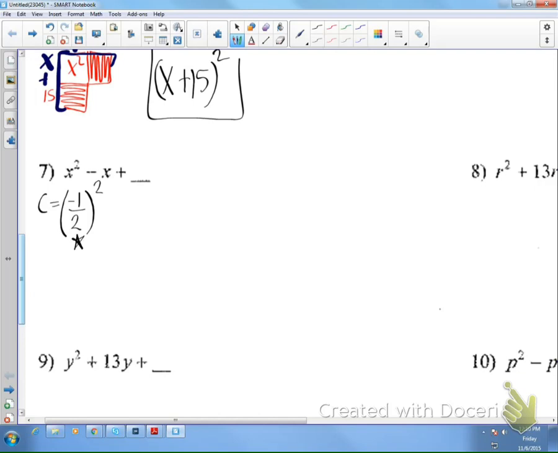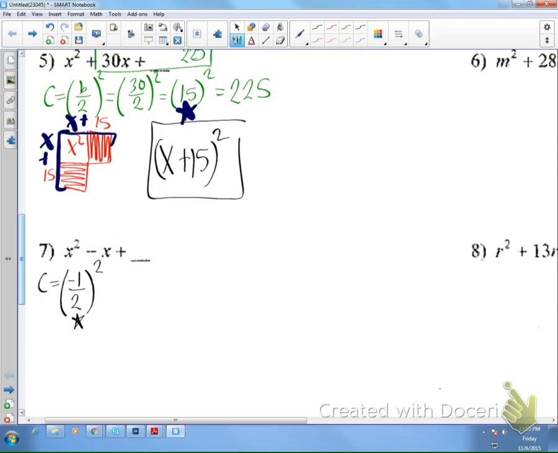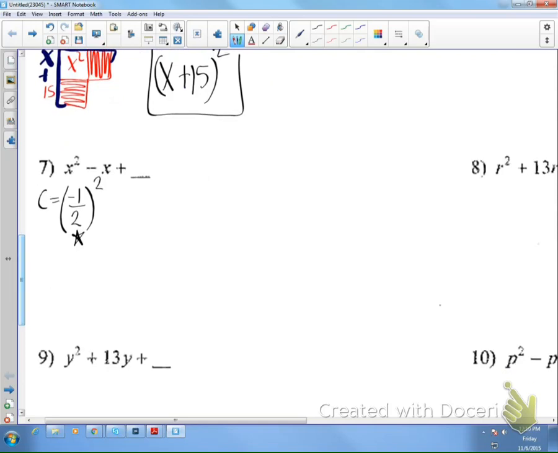Up above, we had to simplify. We had to do 30 divided by 2. And then when it was simplified, we put a star. Now, to get the C value, you square top and bottom separately. Okay? Emily, what is negative 1 squared? 1. And then 2 squared? 4. So we write 1/4. So we square them separately. That's your C, so you can go put that in your trinomial to complete the trinomial.